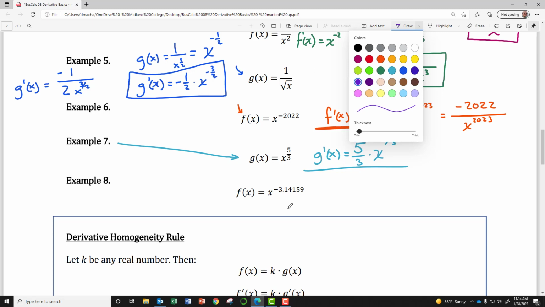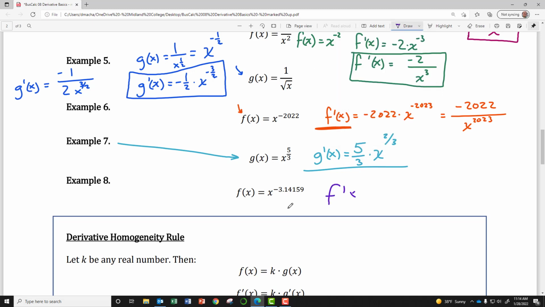And then lastly, for this example 8, this would let f prime of x be negative 3.14159 times x to the negative 4.14159. And again, since that exponent is negative, you could write it as negative 3.14159 divided by x to the power 4.14159. And that would be exactly the same derivative represented in a different way.